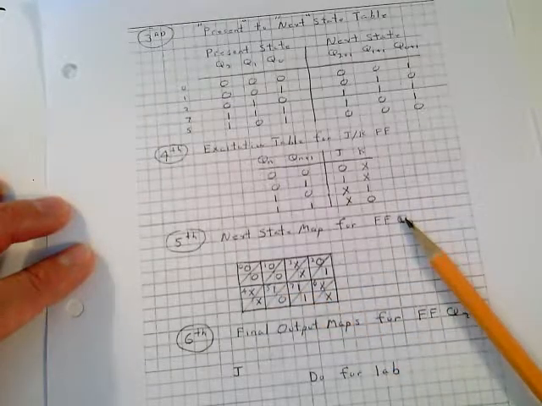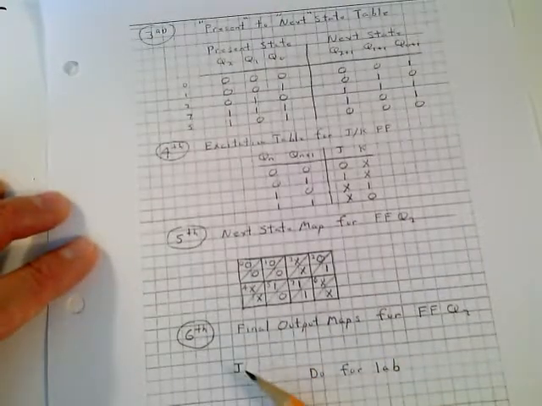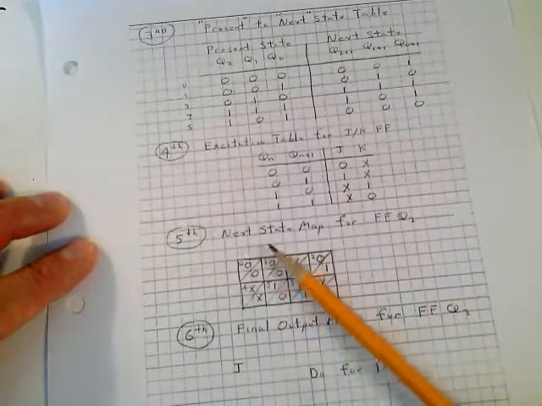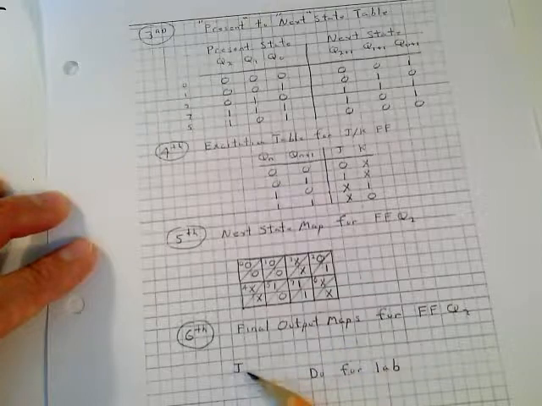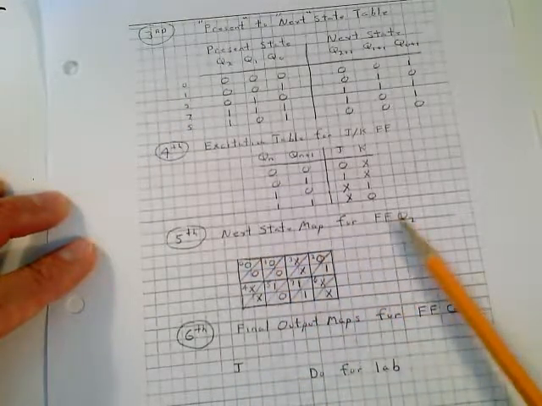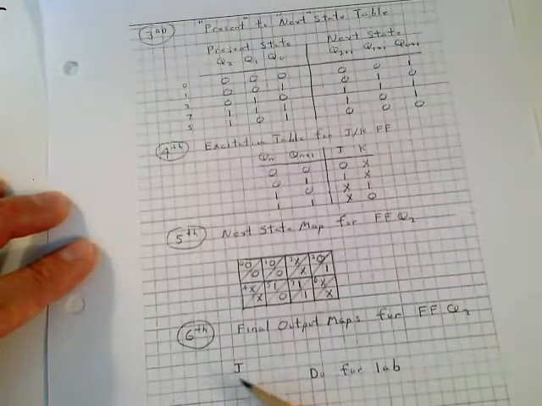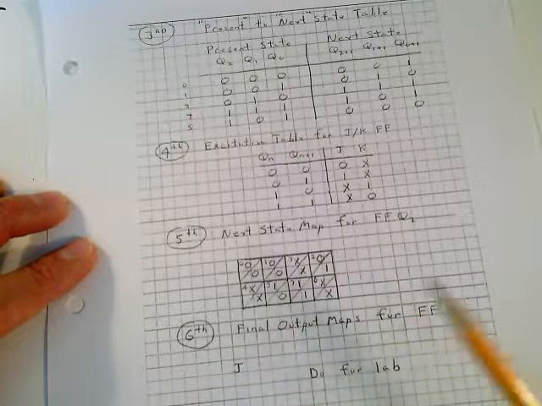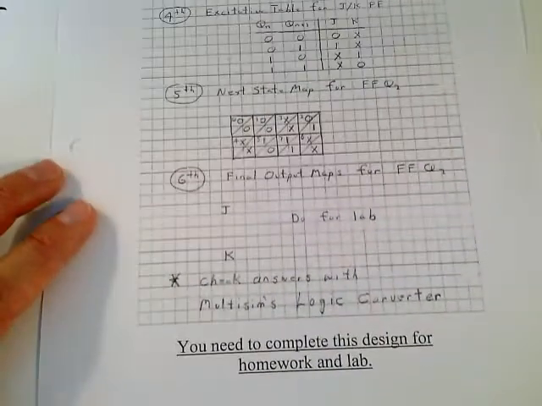You do your next state maps for each flip-flop. I'm going to start with Q2. There's your next state map for Q2. Your final output map, I want you to do them and get a J and get a K. Then do your next state map for flip-flop Q1. Do your final output maps for your J and K for flip-flop 1, and then do your next state map for flip-flop Q0, your least significant bit, and find your final output maps and a Boolean expression for your J0 and your K0 terms. You can check your answers with the Multisim logic converter here.